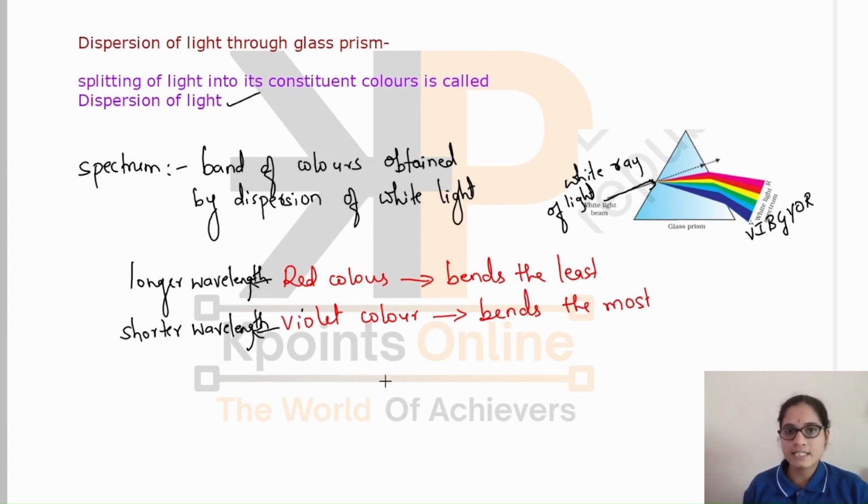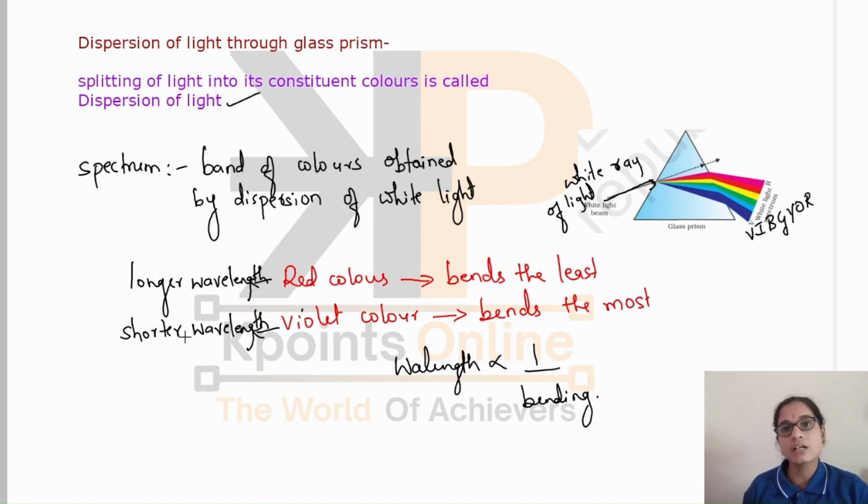More the wavelength, less is the bending. Less the wavelength, more is the bending. So wavelength is inversely proportional to bending. This shows that red light travels with more speed when compared to the violet ray here. And violet ray travels with less speed out of all these colors.